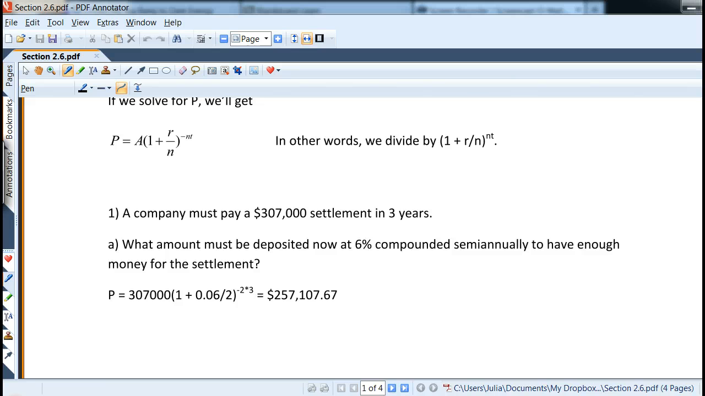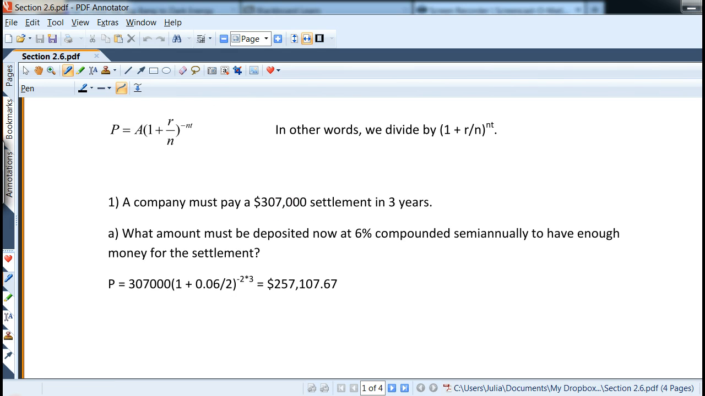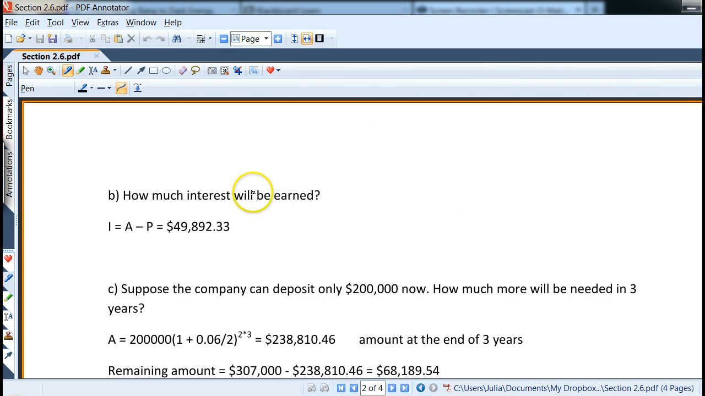So notice they don't get a whole lot of money by depositing. They still have to deposit an amount that's fairly close to what you're trying to achieve, because in 3 years you don't earn that much. But still, they earn a fairly decent amount of interest, $49,000, almost close to $50,000 actually. So you can find interest the same way. So now here's a question. Suppose the company can deposit only $200,000 now. How much more will be needed in 3 years?